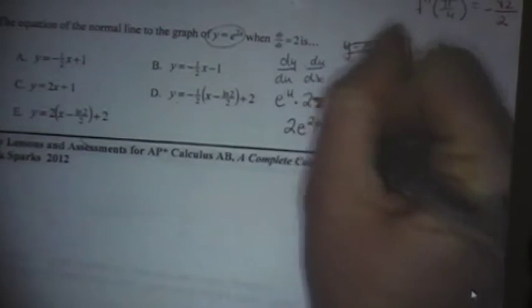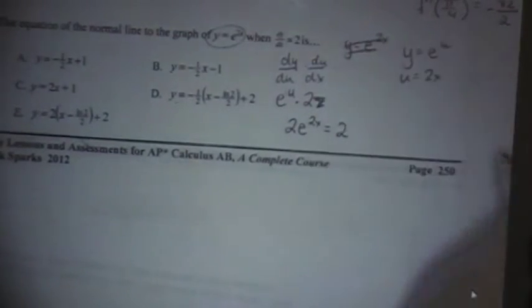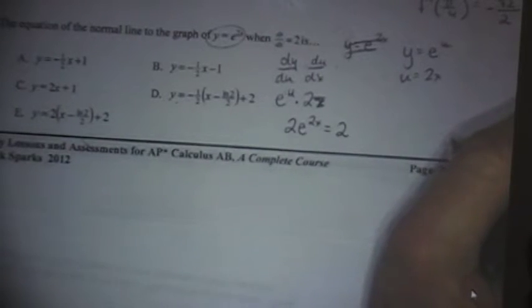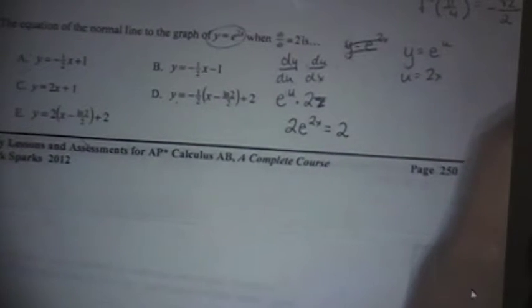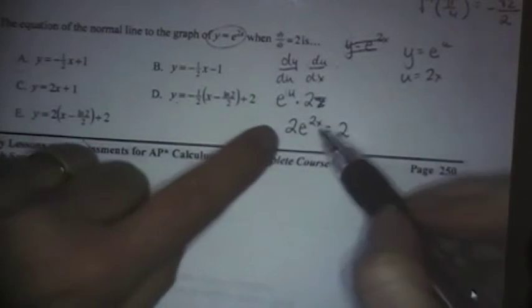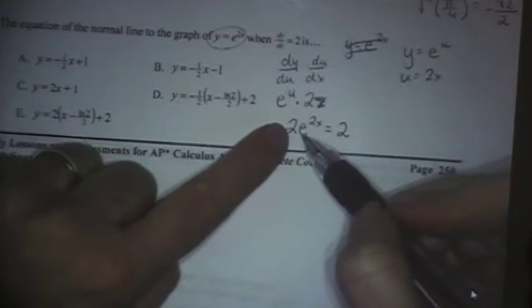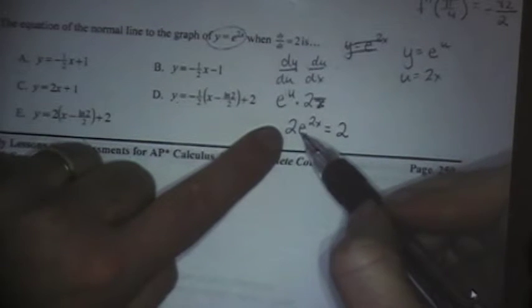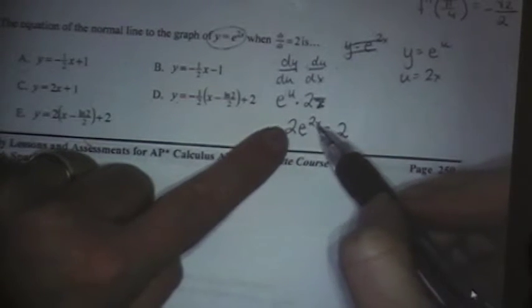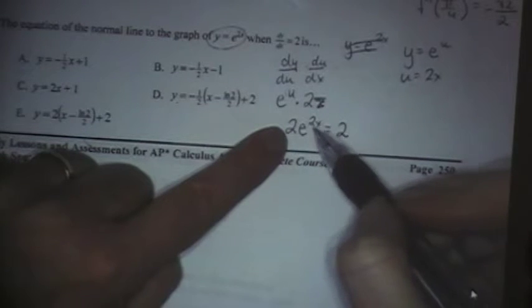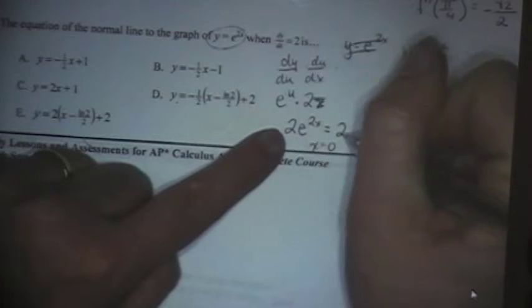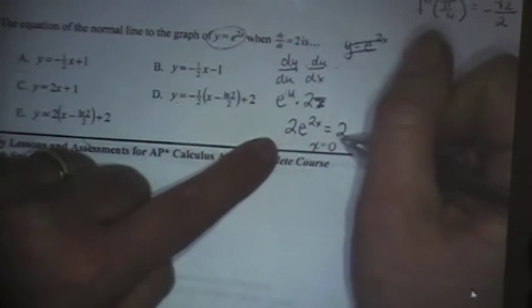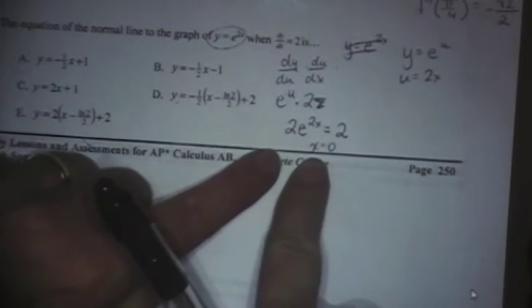Well, that's because they've obviously already plugged something in for x. So I need to solve this and see what it should be. Now, you can solve this probably in your head, because I need this e to go away, or to become 1. And anything to the 0 power is 1. So if I plug x equals 0 in there, that would make this equal 2. And that's exactly what I need. Now that's going to be important in a minute.